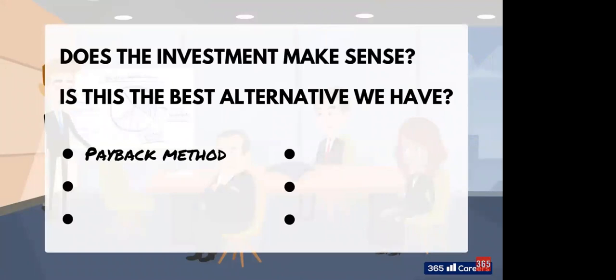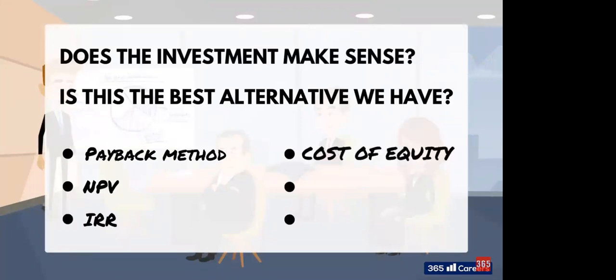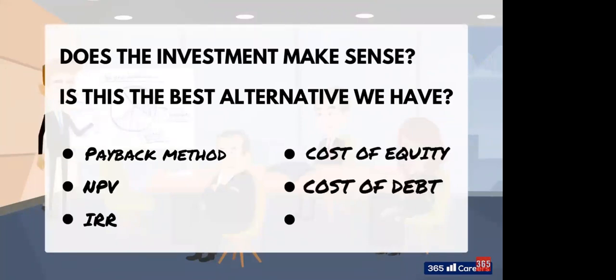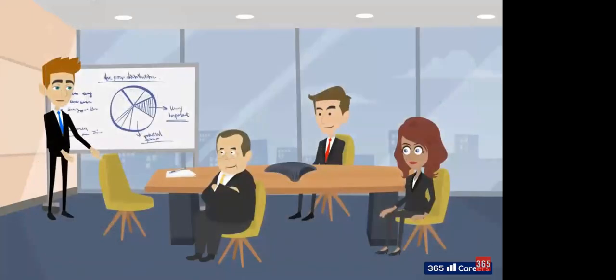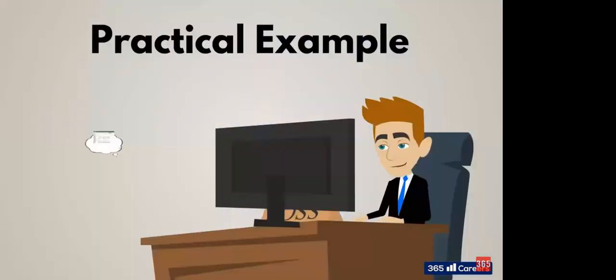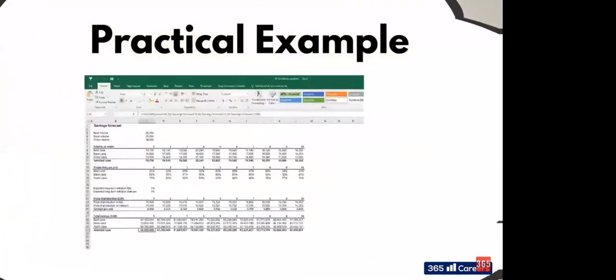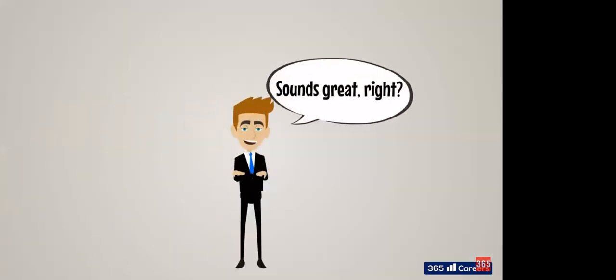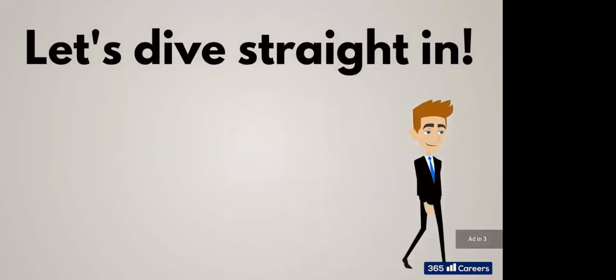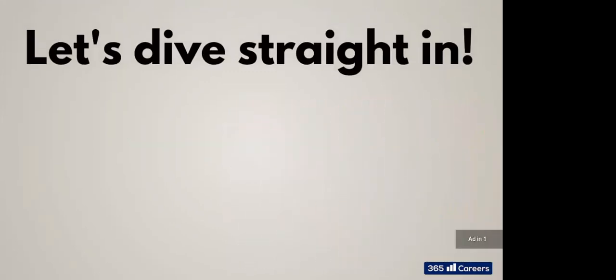We'll study the payback method with the NPV and IRR techniques. Then we'll talk about the typical discount rates companies use to measure a desired rate of return and account for risk and the time value of money. We'll also learn about the cost of equity, cost of debt, and the weighted average cost of capital, WACC. At the end, we'll be able to wrap it up with a great example featuring a company that tries to assess an investment opportunity and compares it with other alternatives. Sounds great, right? Okay, let's dive straight in and learn more about capital budgeting.